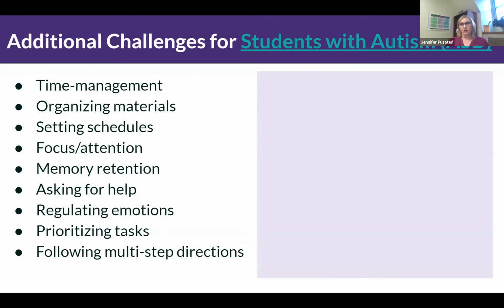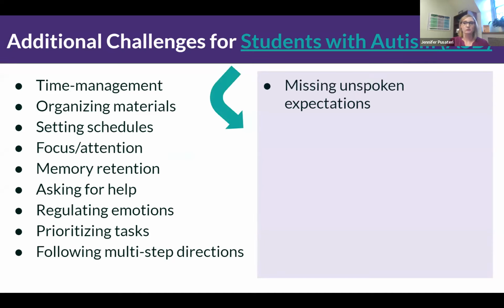Now, I wanted to add on, there are some additional challenges for students with autism, and this doesn't mean that this doesn't apply to other students, because there actually is quite a bit of research that shows that a lot of different people struggle with these things as well. But one thing that students with autism may also encounter is they miss unspoken expectations. Things that we assume that students know or understand is not always the case for people with autism.